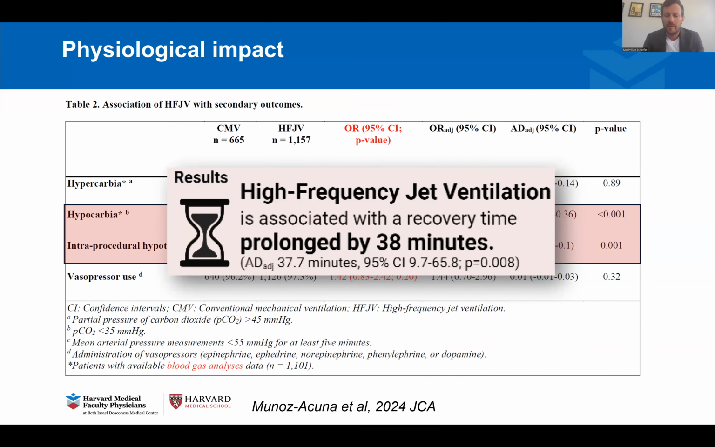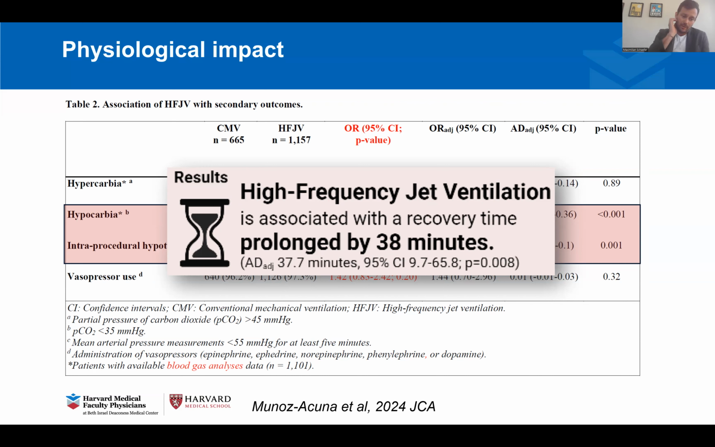Overall, there was a promising outcome of the studies. Jet ventilation prolonged the recovery time, measured as readiness for discharge or discharge from PECU, by about 38 minutes. That might not sound substantial, but at a median PECU length of stay of about 1 to 2 hours, it's actually quite long. And then again, it binds resources and so on.